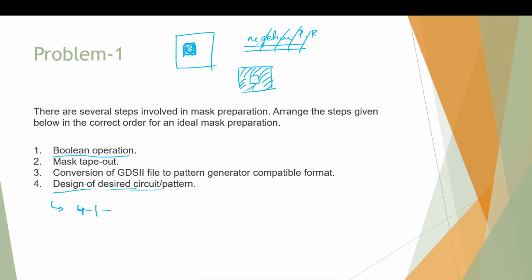Then after that we will convert the GDSII. So till here it is still in the GDSII format. Now from this GDSII we will convert it to some pattern generator compatible format. So based on whatever tool we have, they have some compatible formats, and in that we will convert, and then we will send it for mask tape out.